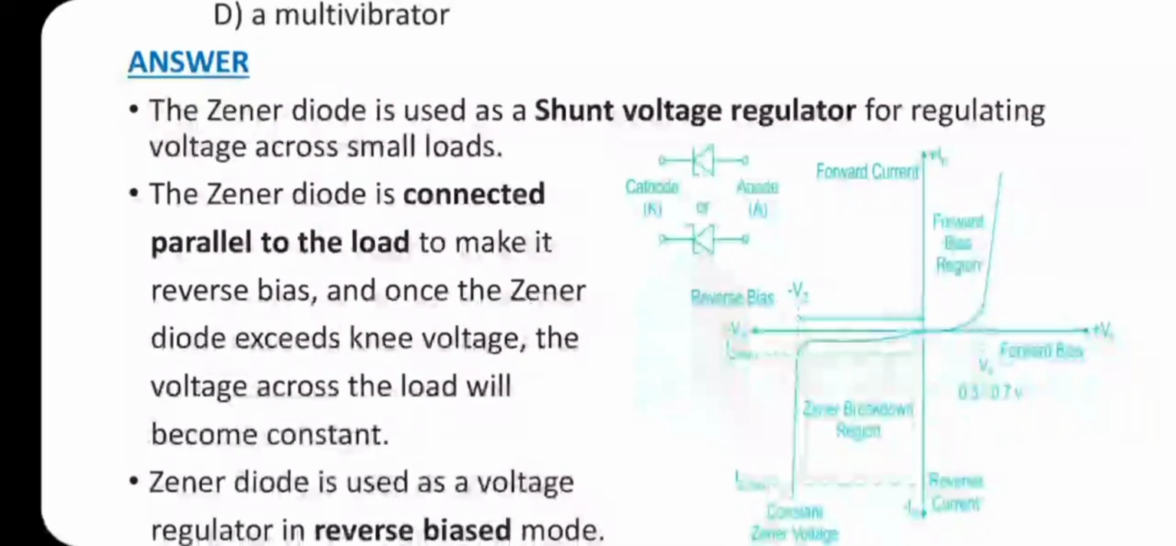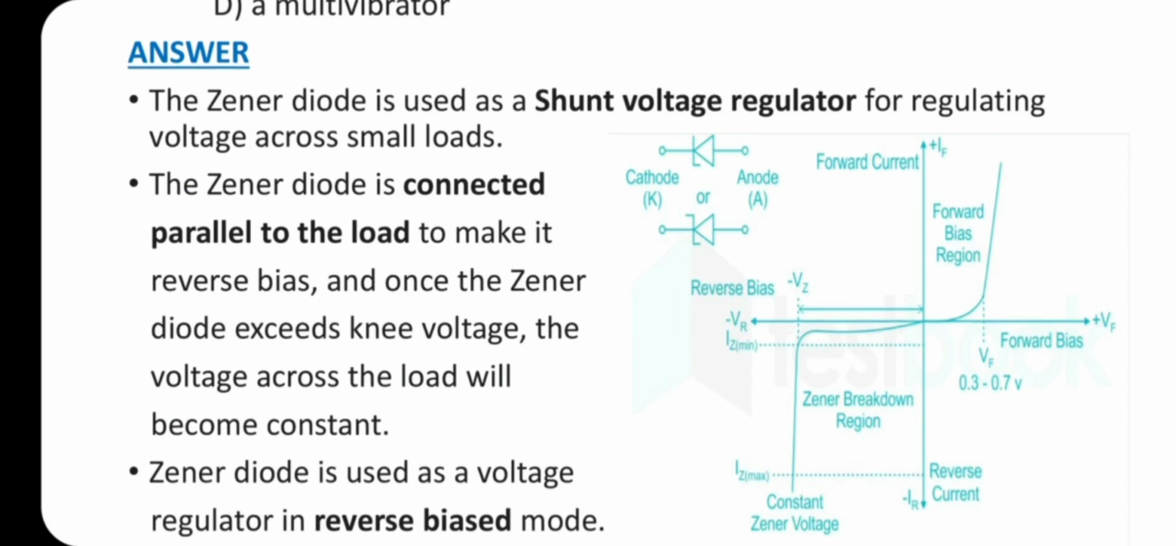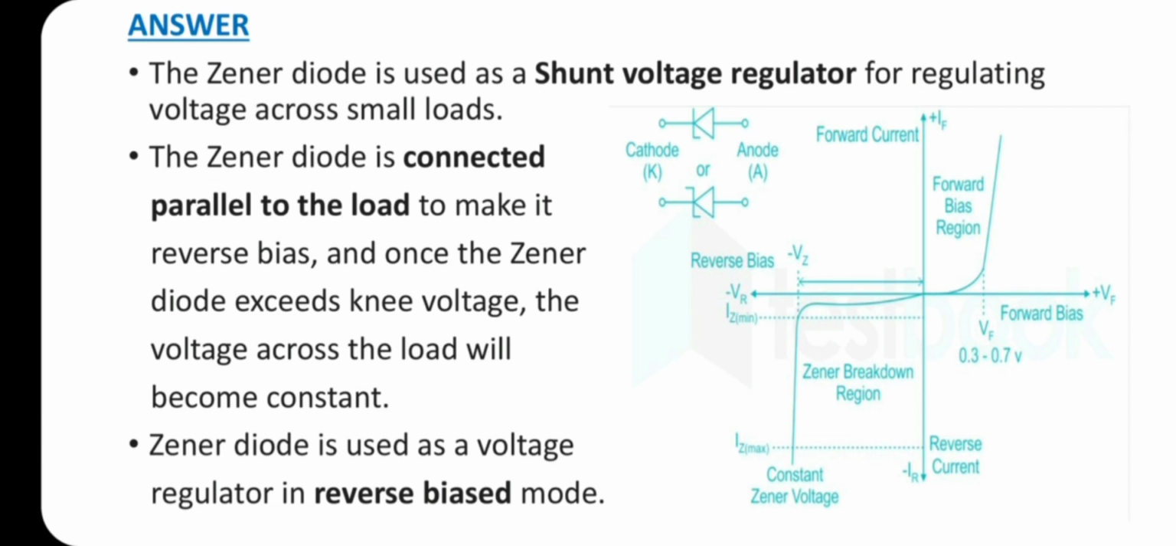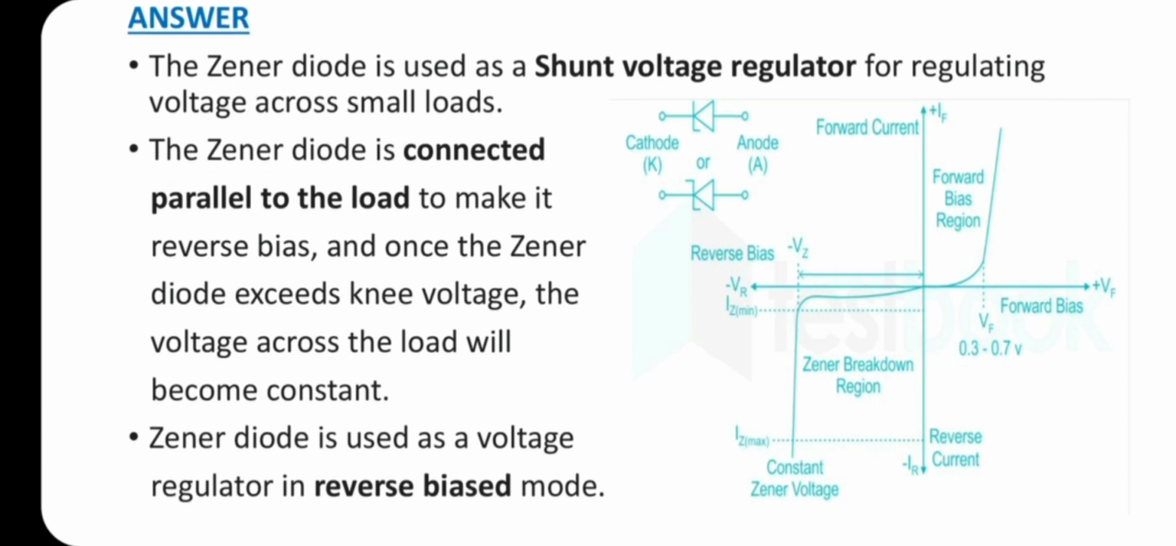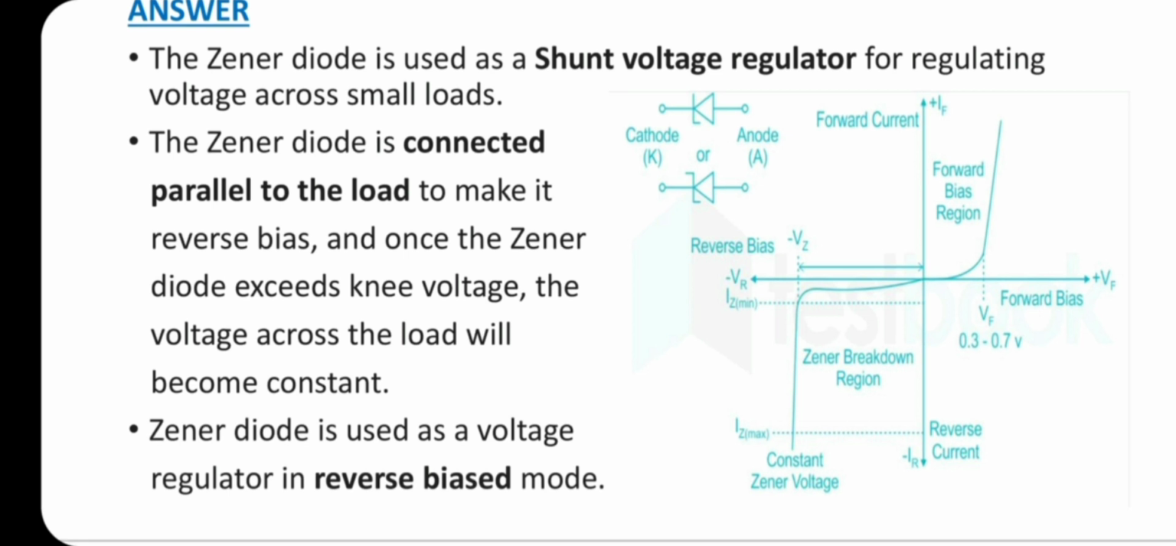A Zener diode is used as a shunt voltage regulator for regulating voltage across small loads. This is the symbol of Zener diode and the voltage current characteristics of Zener diode. The Zener diode is connected parallel to the load to make it reverse bias, and once the Zener diode exceeds the knee voltage, the voltage across the load will become constant. This we can understand from the VI characteristics of a Zener breakdown.